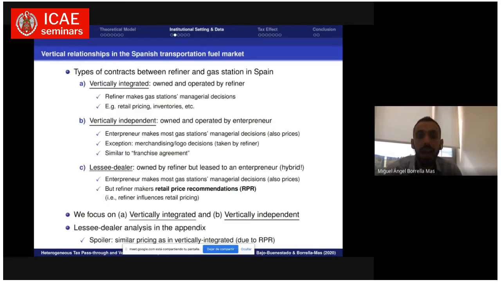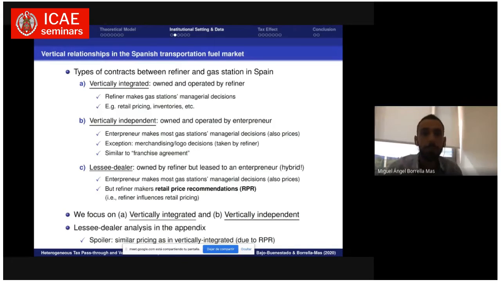Then we have a leased dealer gas station, which is owned by the refiner, but leased to an entrepreneur. So we have a kind of mix between the other two. This entrepreneur makes most of the gas station managerial decisions, also prices, but the refiner can make some retail price recommendations. So the refiner basically influences the retail price. In our main empirical part, we focus only on studying the case between vertically integrated and vertically independent gas stations, and we leave the leased dealer analysis to the appendix. Basically, the spoiler here is that we observe a similar price behavior to the vertically integrated one, due to these retail price recommendations.